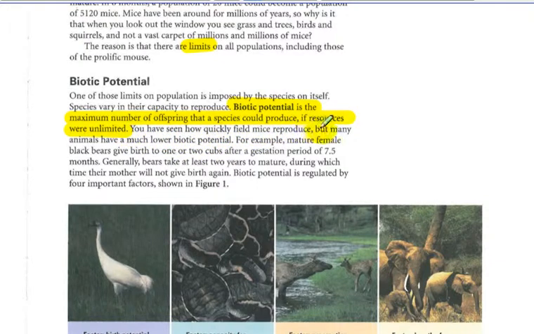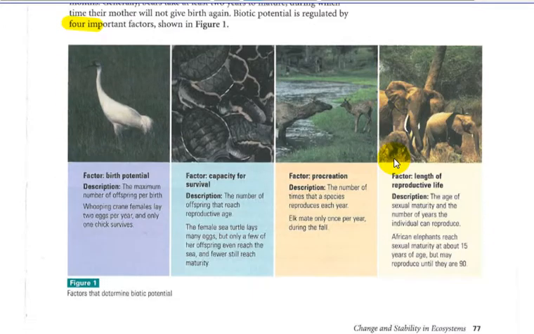You've seen how quickly field mice reproduce, but many animals have a much lower biotic potential. For example, mature female black bears give birth to 1 or 2 cubs after a gestation period, or growing period, of 7.5 months. Generally, bears take at least 2 years to mature, during which time their mother will not give birth again. So biotic potential is limited by 4 factors, if we take a look here.